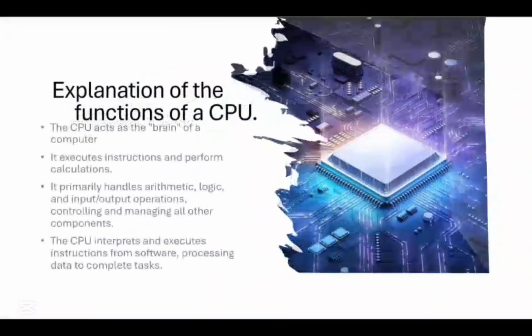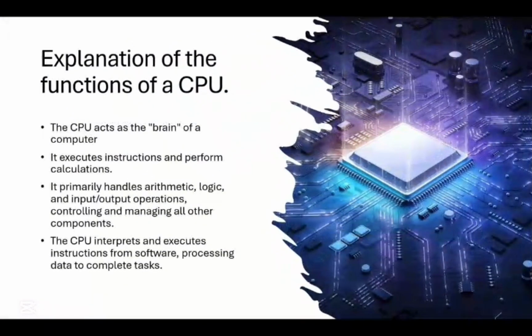As you've learned, the CPU acts as the brain of a computer. Its main functions are to execute instructions and perform calculations. It handles all the arithmetic, logic, and input-output operations while also controlling and managing all other computer components. The CPU is responsible for interpreting and executing instructions from software, processing data to complete any given task.